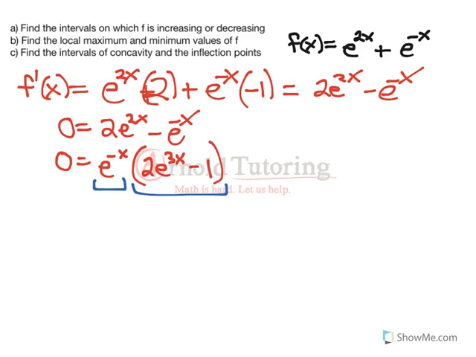So one of those things has to be 0. But one thing we know about the exponential function is it can never be 0. So we don't have to worry about this function right now. We then need 2e to the 3x minus 1 to equal 0.